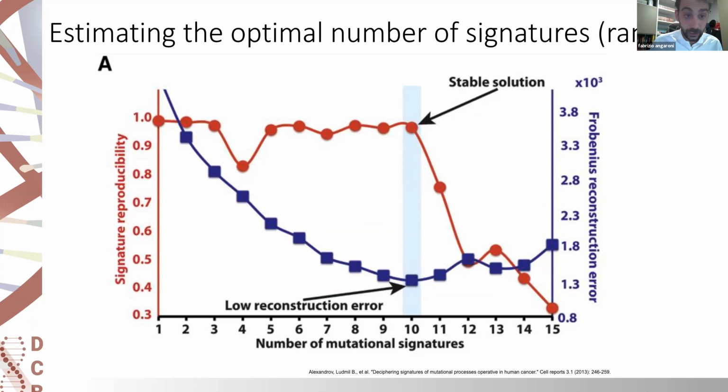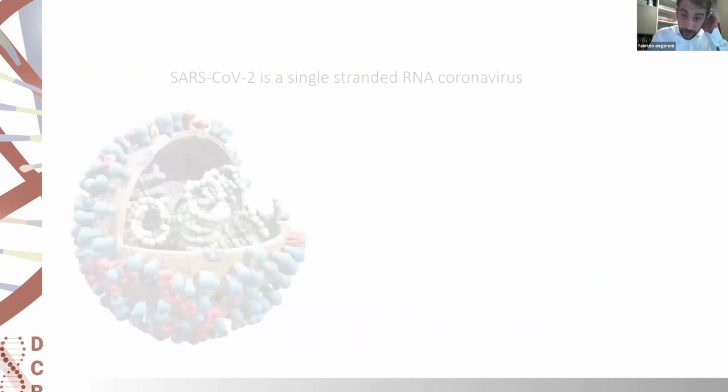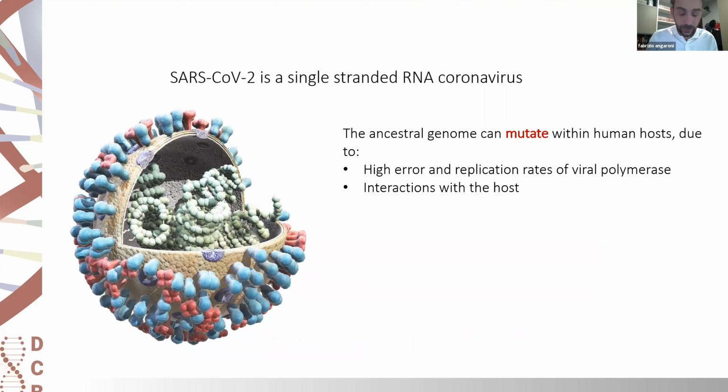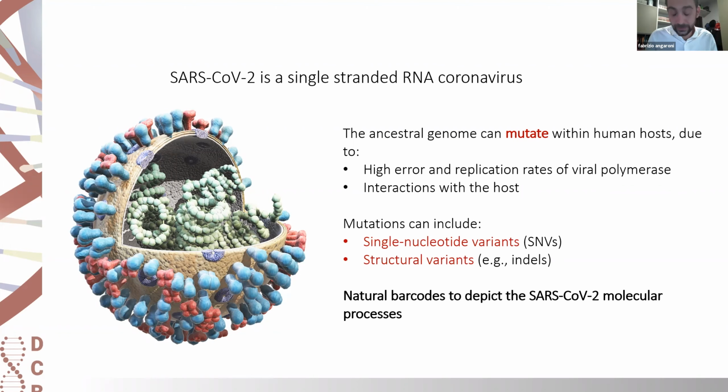Okay, so now let's see some results of this technique in SARS-CoV-2 and how we found some mutational processes in this virus. SARS-CoV-2 is a single-strand RNA virus, and obviously it can mutate. It can mutate due to the stochastic process of mutation because it's a virus, has a high replication rate and high error rate, and can have both mutations that are single nucleotide variants or structural variants like indels. Looking at the minor variants in particular is the natural background to study these molecular processes.